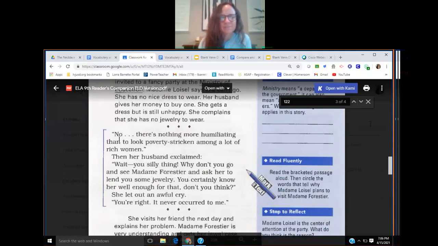There is nothing more humiliating than to look poverty-stricken among a lot of rich women. Then her husband exclaimed, "Wait, you silly thing! Why don't you go to see Madame Forestier and ask her to lend you some jewelry? You certainly know her well enough for that, don't you think?" She let out an awful cry. "You're right. It never occurred to me."